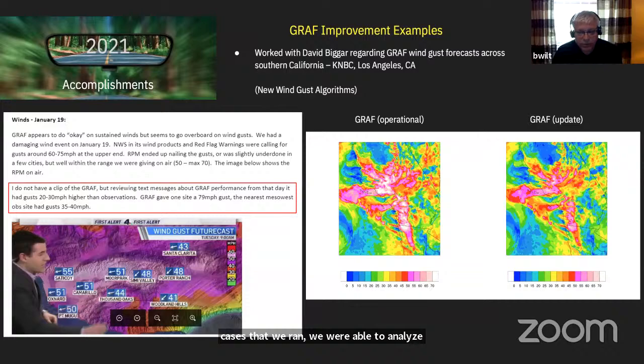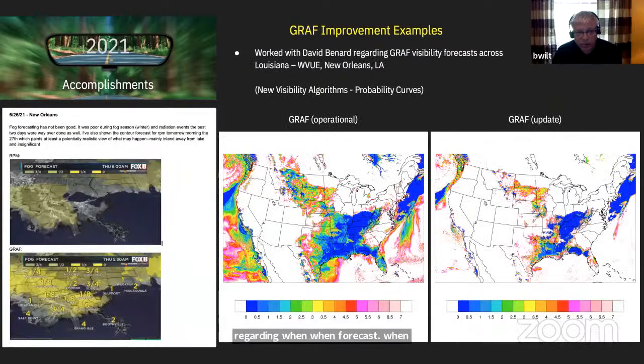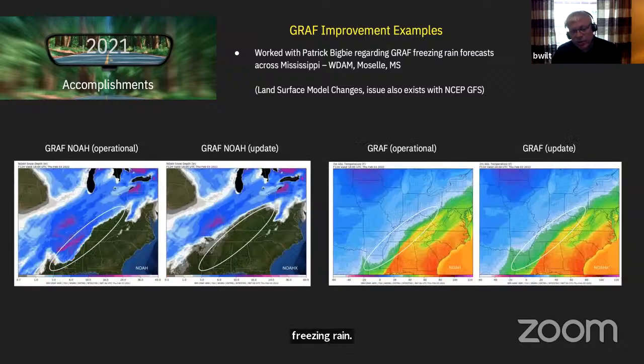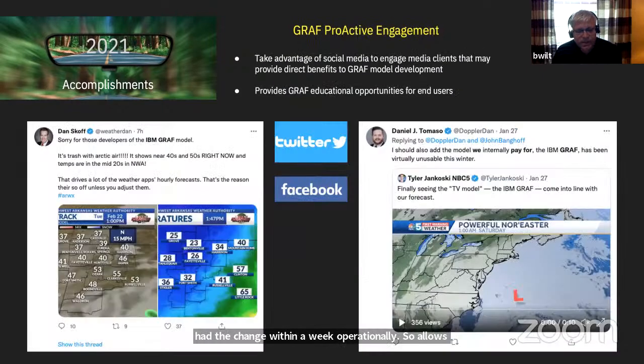I'm going to skip over some of these details here, but again, the media clients allow us to give feedback regarding wind forecasts and wind gusts. Here we have examples of fog forecasts, and initially complaints that we made improvements with. Obviously, freezing rain events and the snow issues during the wintertime. This was related to the common issue with NOAA that basically accumulates freezing rain as snow, and that ended up corrupting the forecast and having widespread freezing rain where areas should not have had it. So that feedback allowed us to make that change quite quickly, and we had that change within a week operationally. So it allows us to be very flexible in that way.